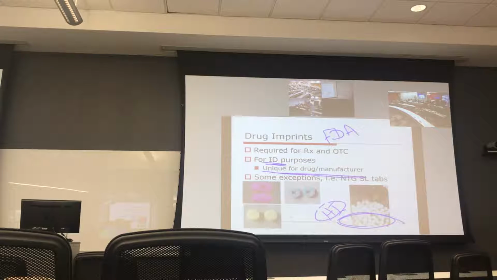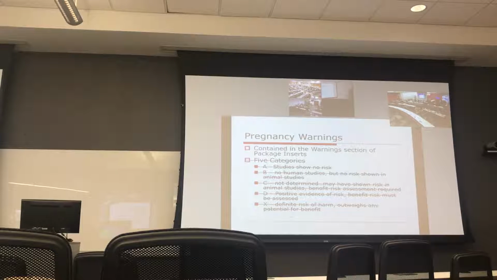So those will not have an imprint. Again, that has to be approved through their FDA labeling request. Now this section I have struck through. This is the first class that I've actually struck all this through, but I'm still kind of in transition.